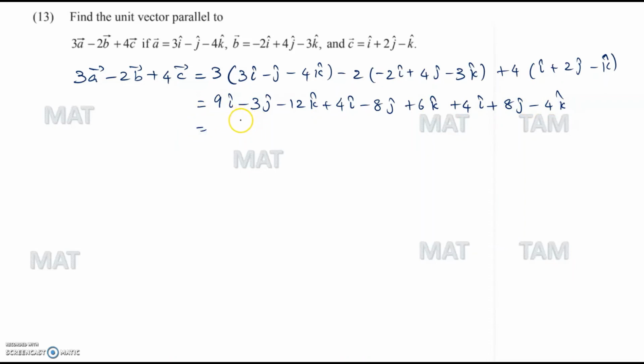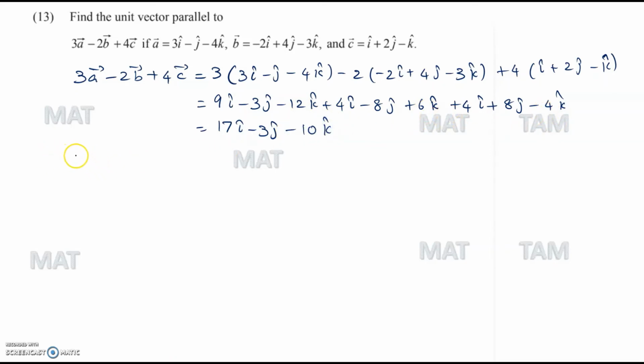So taking all the coefficients of i cap and simplifying further, 9 plus 4 is 13 plus 4 is 17, so 17 i cap. Minus 3 minus 8 is minus 11, plus 8 so it will be minus 3, minus 3 j cap. Minus 12 plus 6 will be minus 6, minus 6 minus 4 is minus 10, minus 10 k cap.